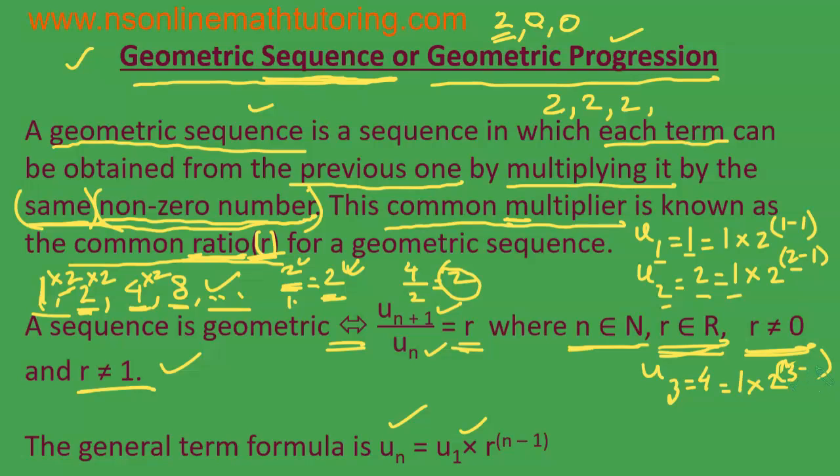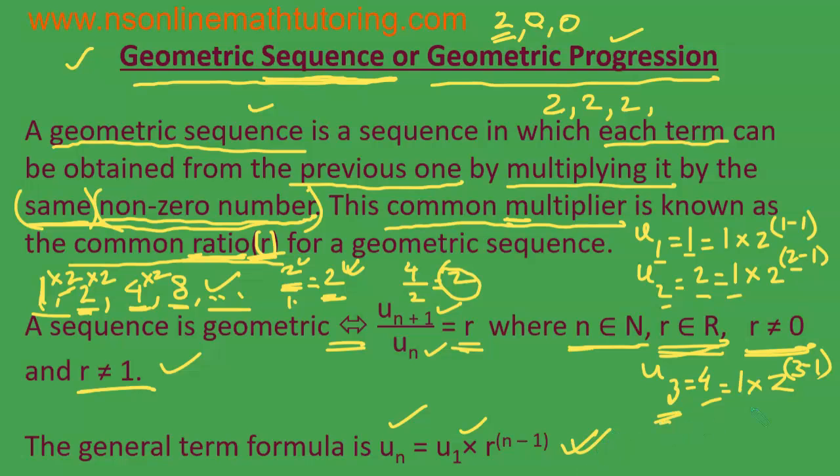It is 3 minus 1. Okay. So 2 to the power of 2. 3 minus 1 is 2. 2 to the power of 2 is 4. 4 times 1 is 4. So this is how we come to this formula.